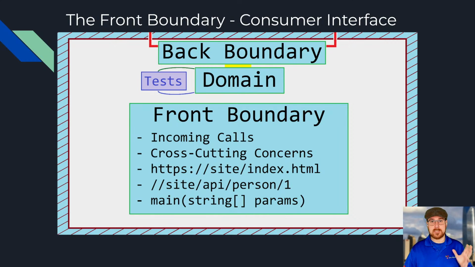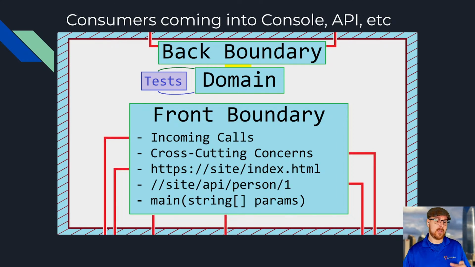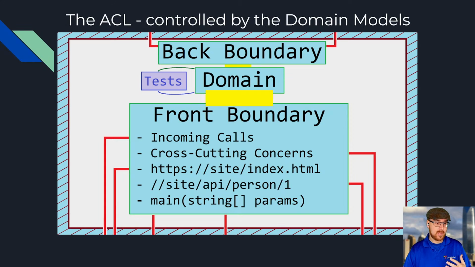And then that data is translated. Cross-cutting concerns like authentication, authorization, logging, all those things are handled on the front boundary. I'm going to go ahead and show the red lines here. So all these things coming in from outside the system that you don't control hit your system, and then we have that ACL, that yellow portion right there.